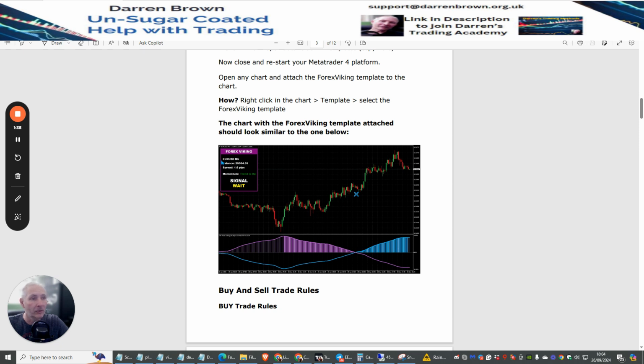You notice also that this, for Euro USD in a 5-minute window, has a balance here of 25,554. The spread is 1.6 pips and the momentum is showing you that the trend is up and the signal is telling you to wait.